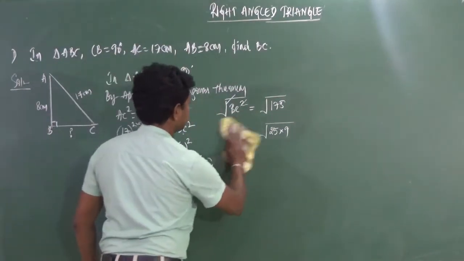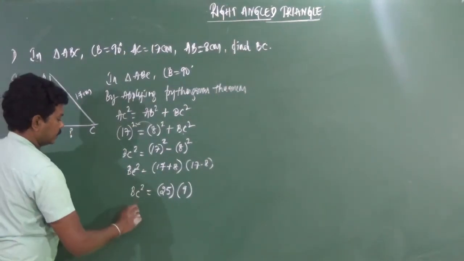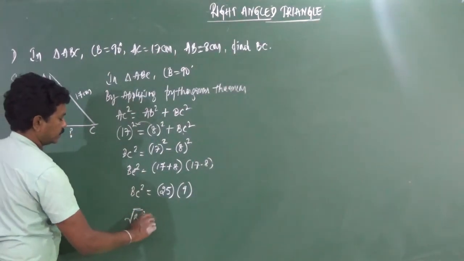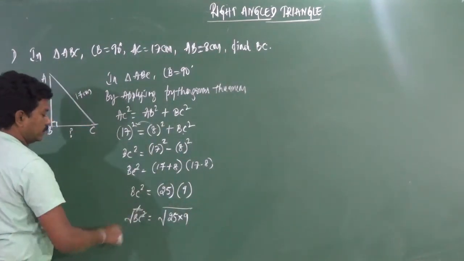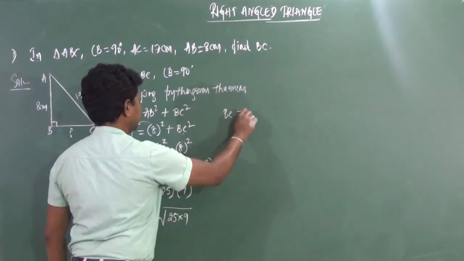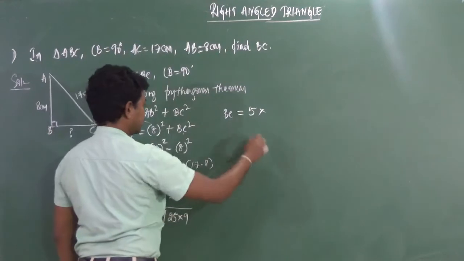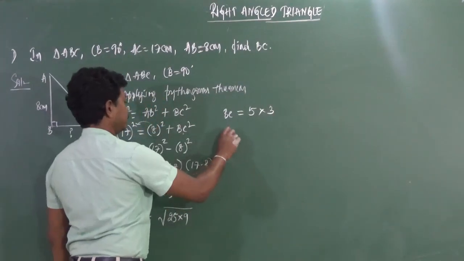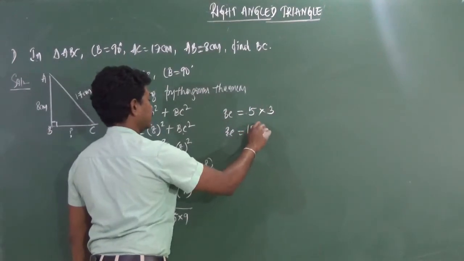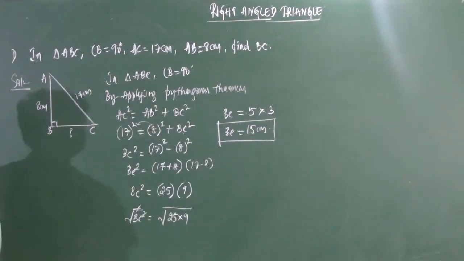Very simple. Do not need these steps. Just take the square root over here. So the square root of BC square is equal to the square root of 25 into 9. So square and root cancel. So BC is equal to the square root of 25, which is 5, and the square root of 9, which is 3. So BC is equal to 5 threes, it is 15 centimeters. So the length of BC is 15 centimeters. So very simple problem.